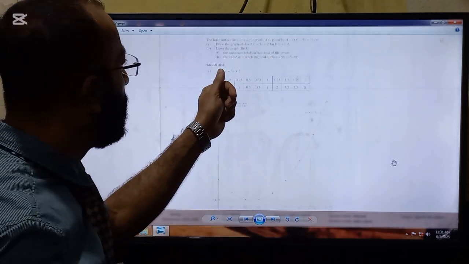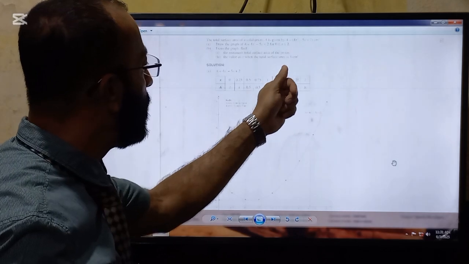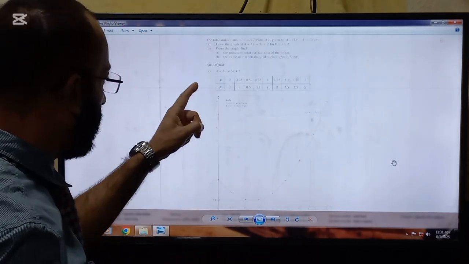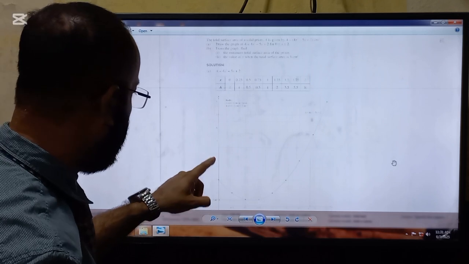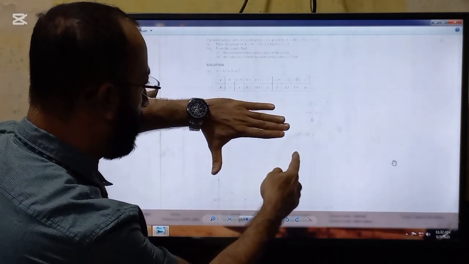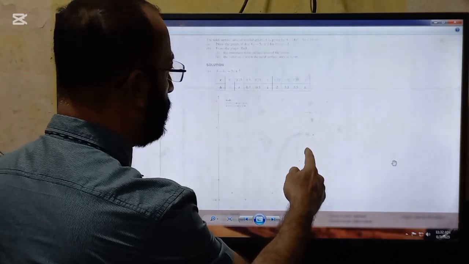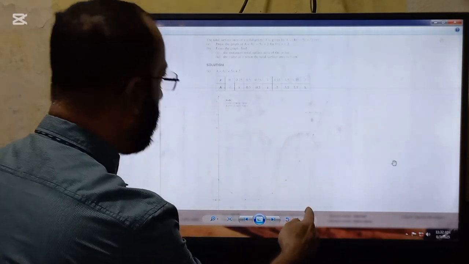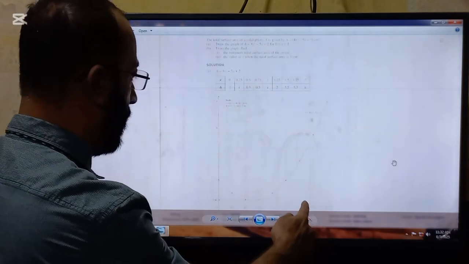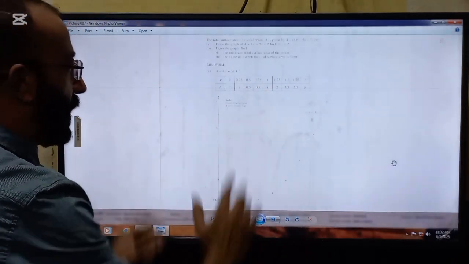The second part's requirement is the value of x when the total surface area is 5. So first we will locate the point 5 on the y-axis, that is this one, and from here we will use the scale to draw a dotted line. We will touch the curve, and from there we will find the value of x, because the value of x is the requirement when the surface area is 5. So this will be the method.